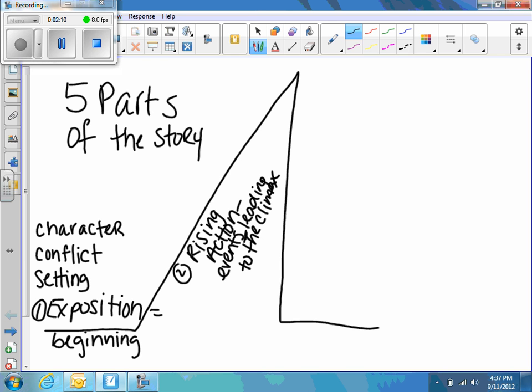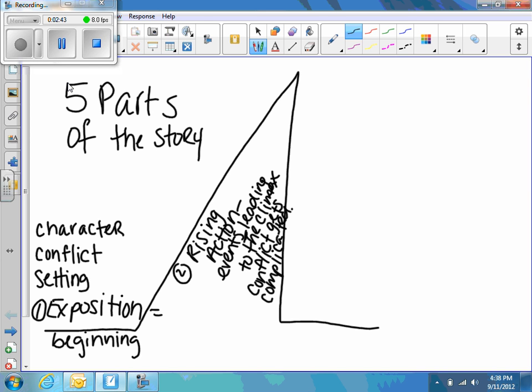This is going to be the biggest part of our novel or our story. Most of the action in our book is going to be part of the rising action. Everything is getting more exciting. The conflict gets more complicated. Okay, again, most of our action and most of the storytelling is going to take place in the rising action.